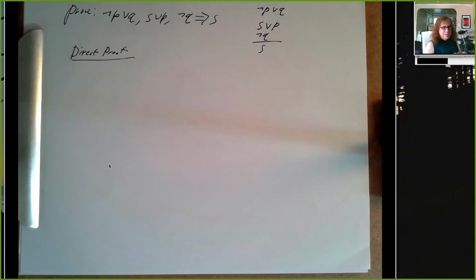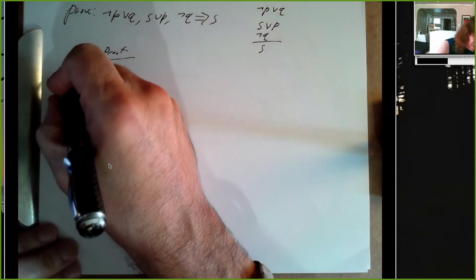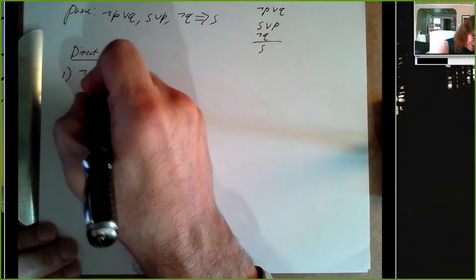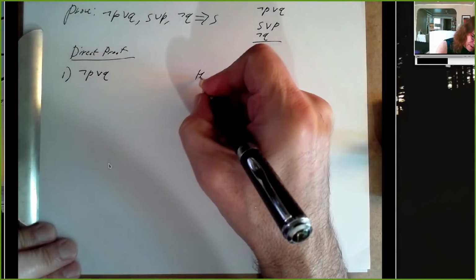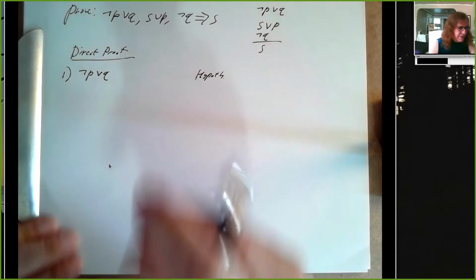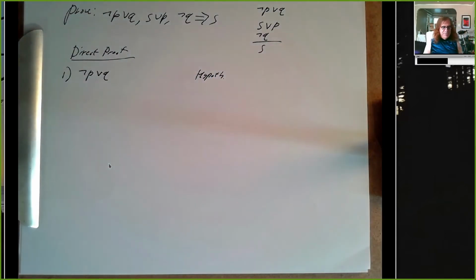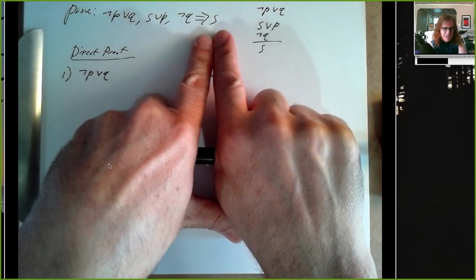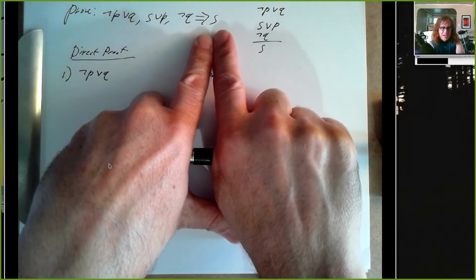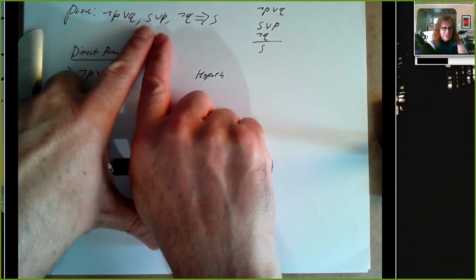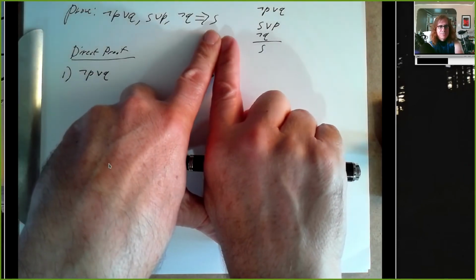So direct proof looks like this. Start off by writing down what you know. So what do I know? Well, I know not P or Q. That's a hypothesis. Now I don't actually know if not P or Q is true in the grand scheme of things. But to prove that this and this give me S, I need to show that if this is true, and this is true, and this is true, then S is true.